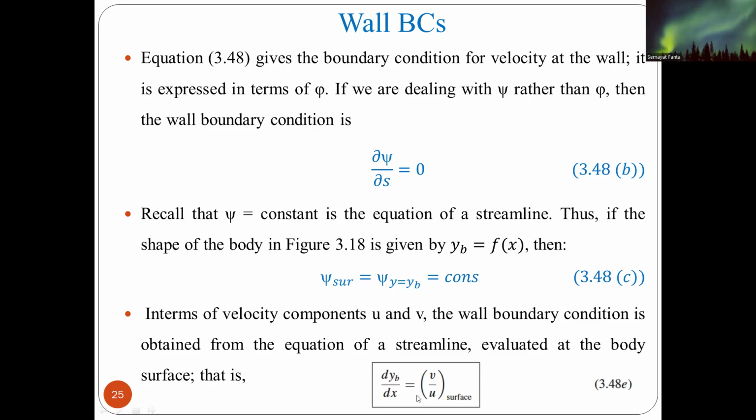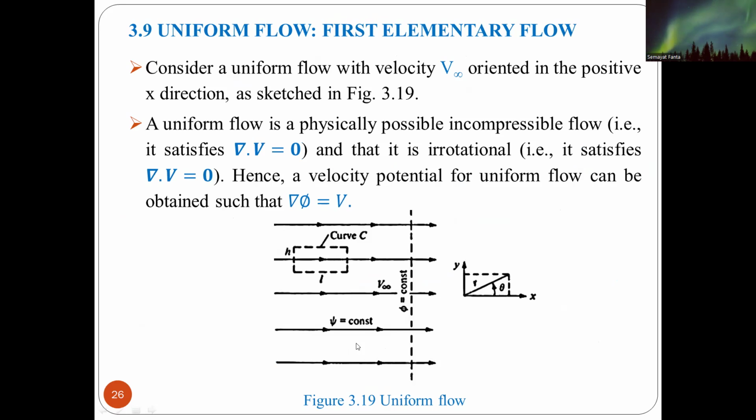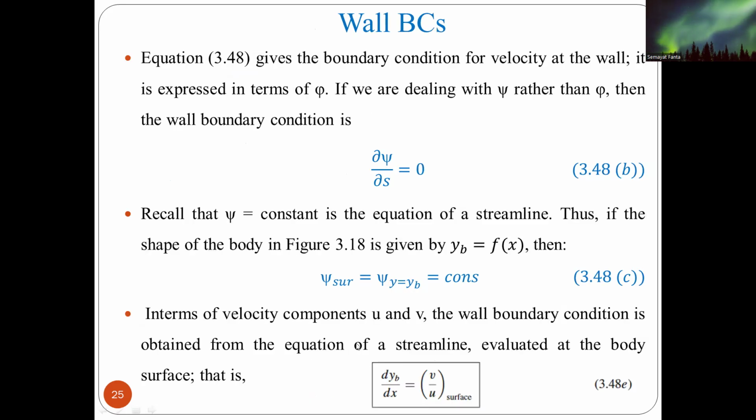dy_b over dx, which is equal to v over u at the surface. So this defines the geometric condition, and the second term indicates the velocity at the surface. So just from this, we also can find the stream function. So this is about the introduction part of this chapter.